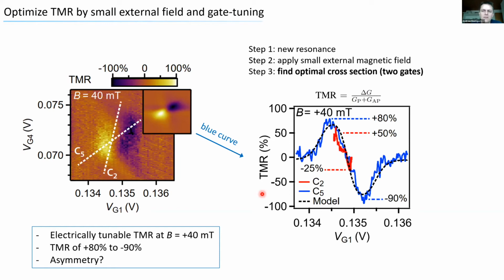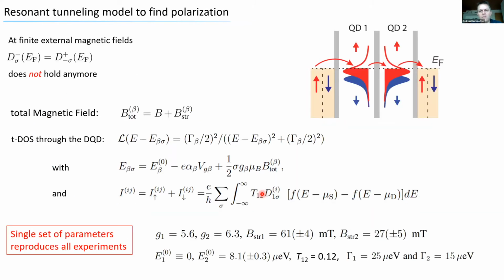The problem is that at these finite magnetic fields, we cannot use this simple equation anymore to extract the polarization. So we make a very simple model, basically two semi-split quantum dot states. We calculate the current, and the only parameters that go in are two g-factors, which are fairly similar, the two stray fields, which we determine from other measurements, an offset between the two resonances, and the width of the resonances.